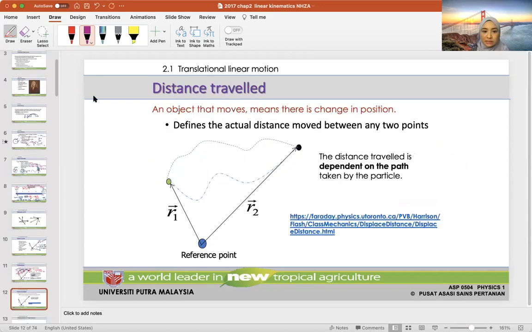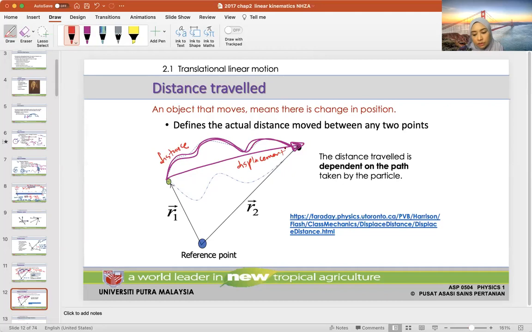Okay, so now we talk about distance travelled. An object that moves means that there is a change in position. We know this already. It defines the actual distance moved between any two points. Okay, like I said before, distance dia suka ambil tahu semua. So this is distance and this is displacement. Displacement only cares about the final and initial position. Doesn't care about the path taken. This is the difference. So distance, displacement.